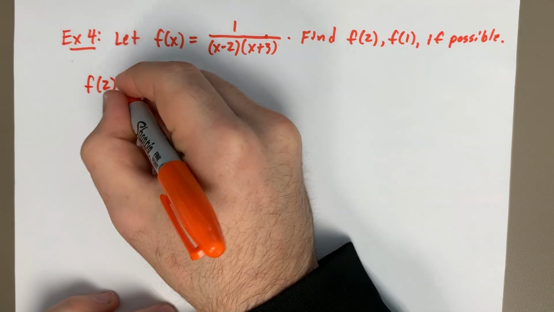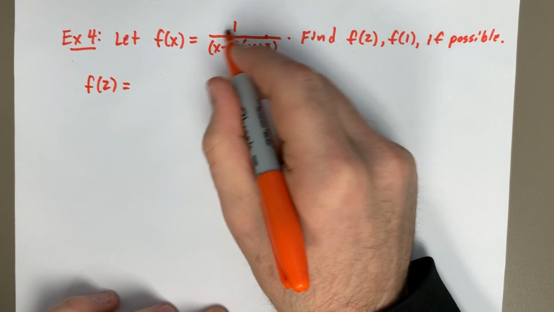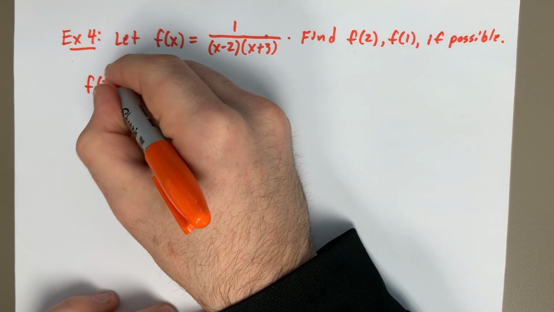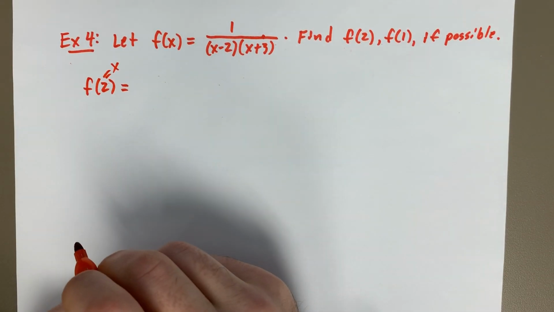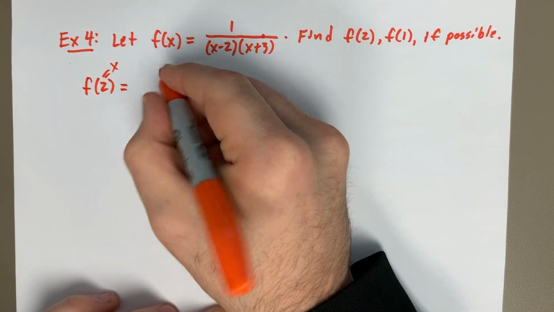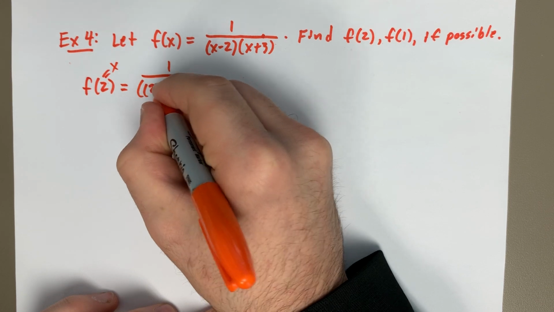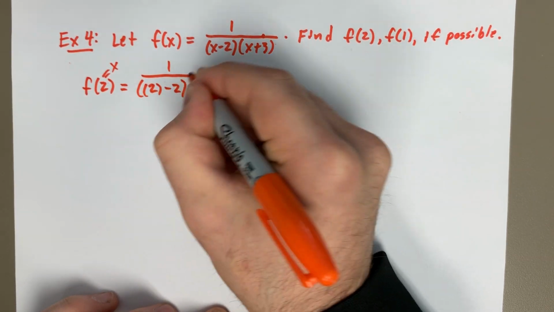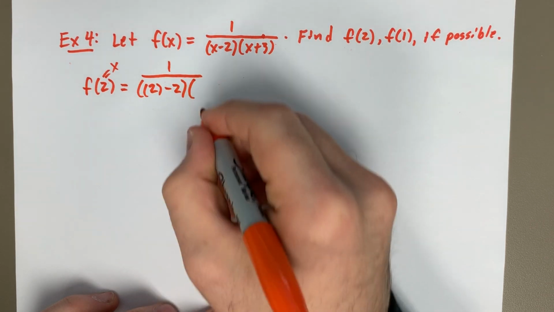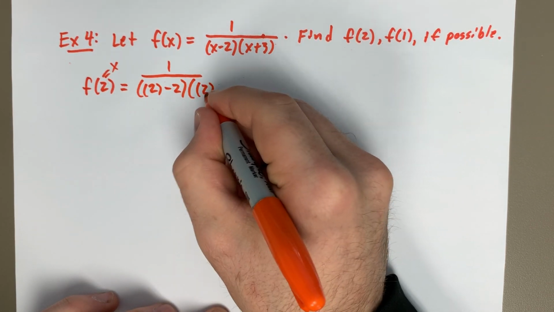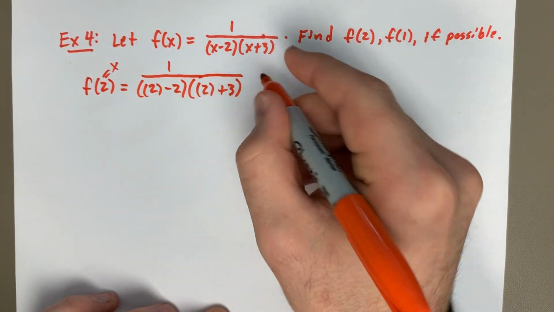You're going to replace your x's in your formula with the input value of 2. This is saying x is equal to 2 in this case. So plugging in where appropriate, I have 1 over... I like to use parentheses for everything. Anytime I do a substitution, I use parentheses. I plugged in 2 where I saw that x, and I have another x right here, so I'm going to plug in a 2 there. And we're going to see what happens.